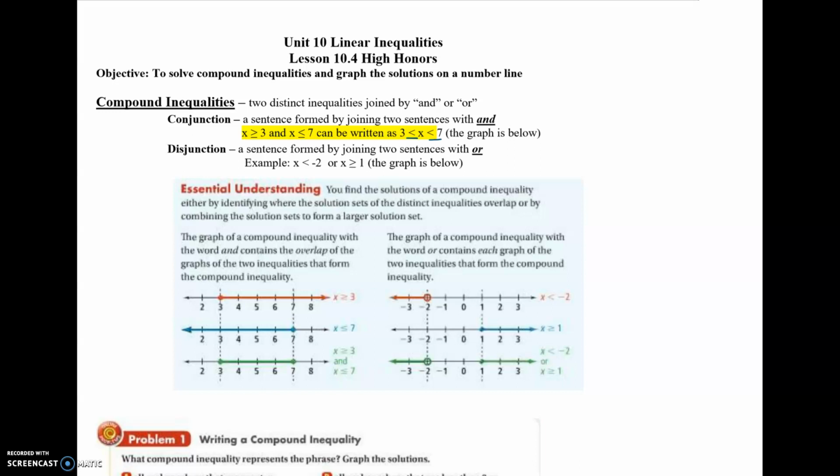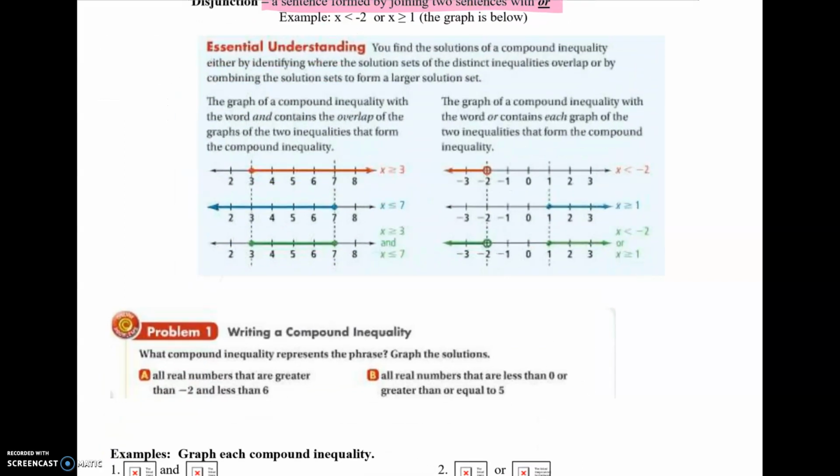A disjunction is a sentence formed by joining two sentences with "or." An example, x is less than -2 or x is greater than or equal to 1. That graph is also below. Let's look at the box.